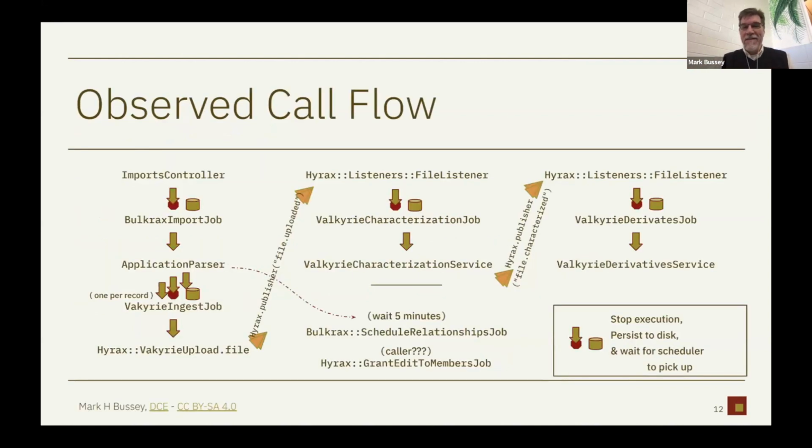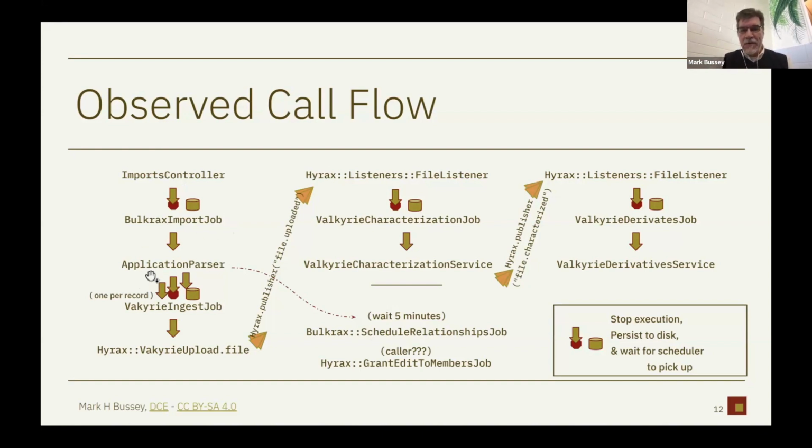Here's what I found in my best mental map of what's going on: the UI imports controller, when I hit submit, calls the Bulkrax import job. Anytime you see a job that's actually saving the data at that moment in time to disk, putting it in the job queue, and then waiting for the job queue scheduler to find that and pick it up and reload it later, that runs the application parser.